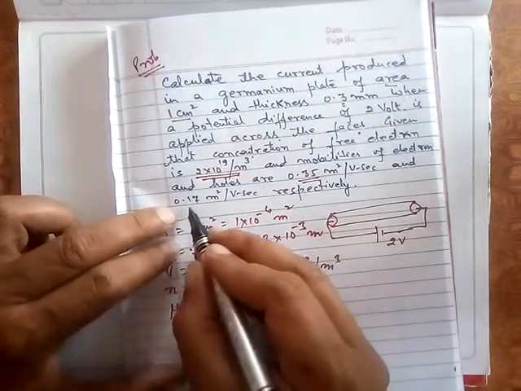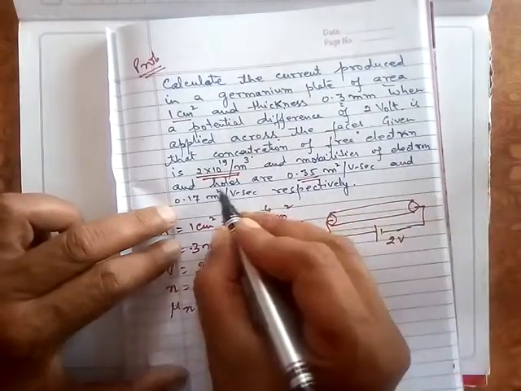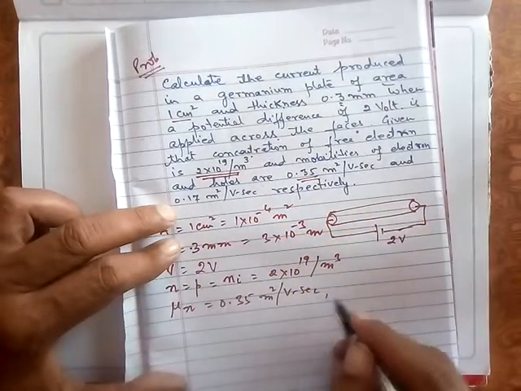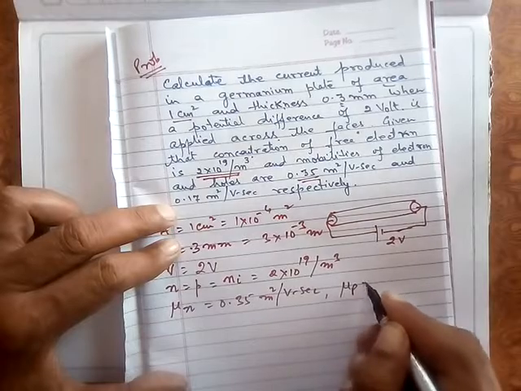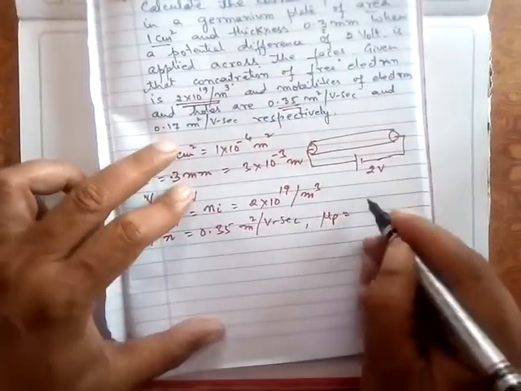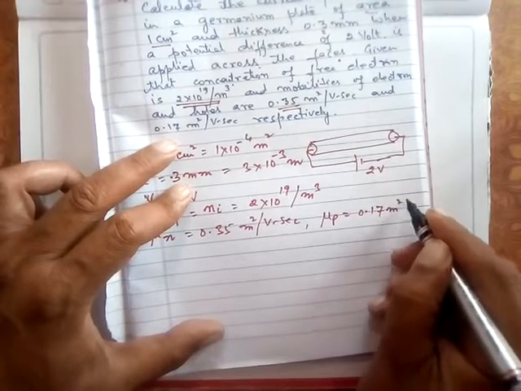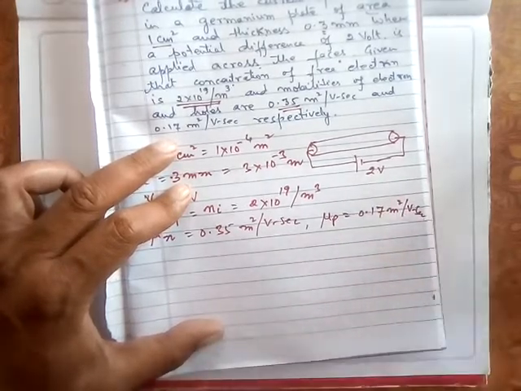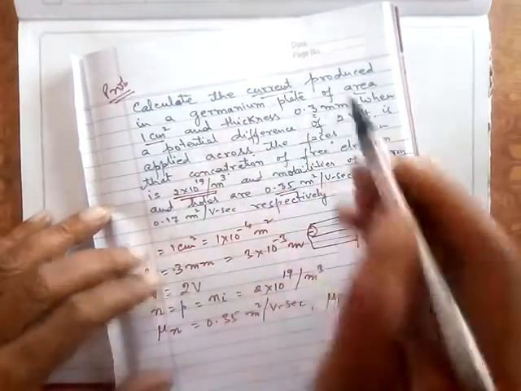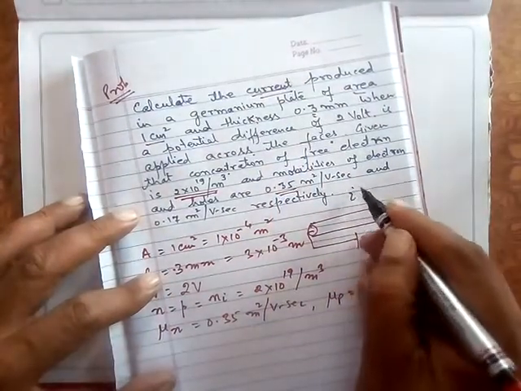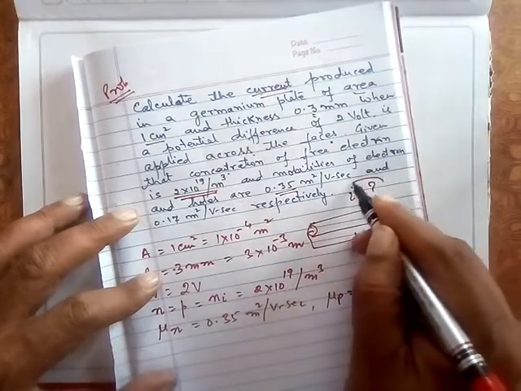per volt second, and the mobility of holes, that is mu p, is given to you: 0.17 meter square per volt second. It says calculate the current produced. All I have to do is to find the value of current. This is what is required.